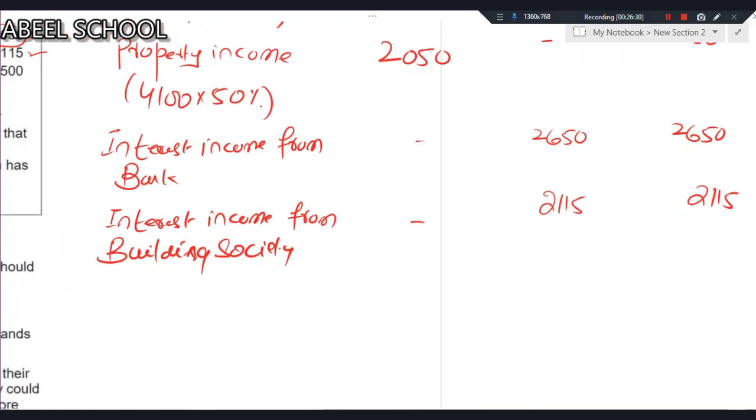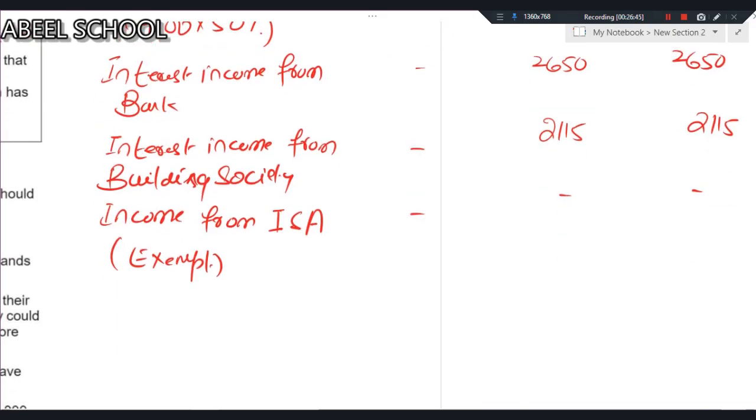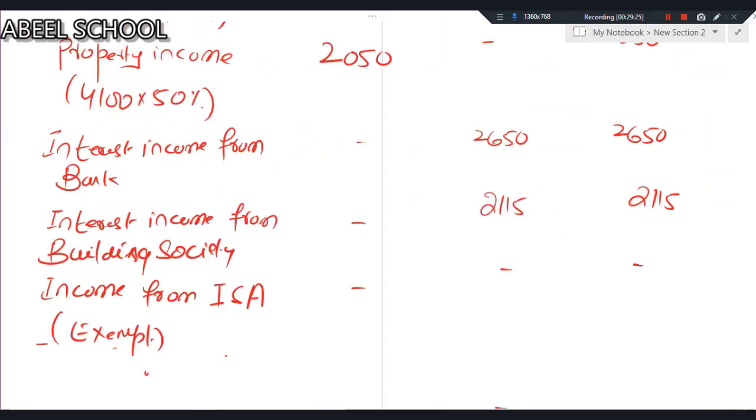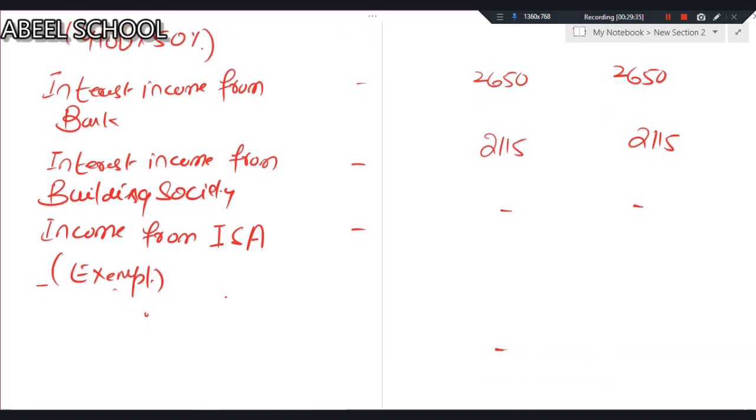Income from ISA is exempt. Income from individual saving account is exempt, but you have to mention in your exam that it is exempt. So dear student, income from building society is 2,115. Interest from bank is 2,650. Interest from ISA individual saving account is exempt, which you have to mention.